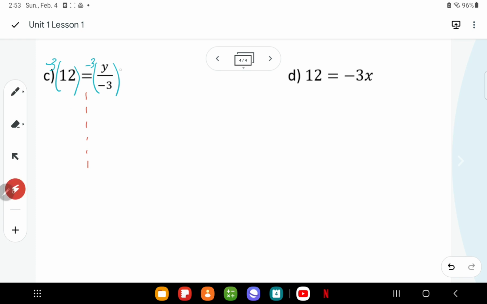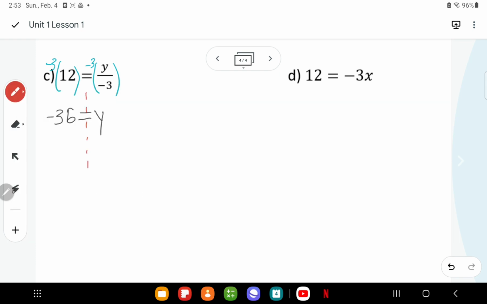So here, I've got y, and I have a times -3 divided by -3. Those ones cancel out. They're opposite operations. So all I have left is my y. And over here, -3 times 12, brackets instead of a multiply sign, it means the same thing. And I get -36. Okay.